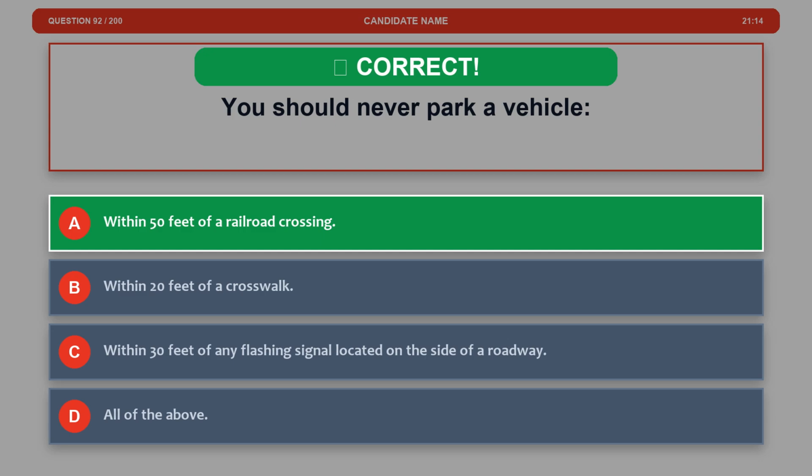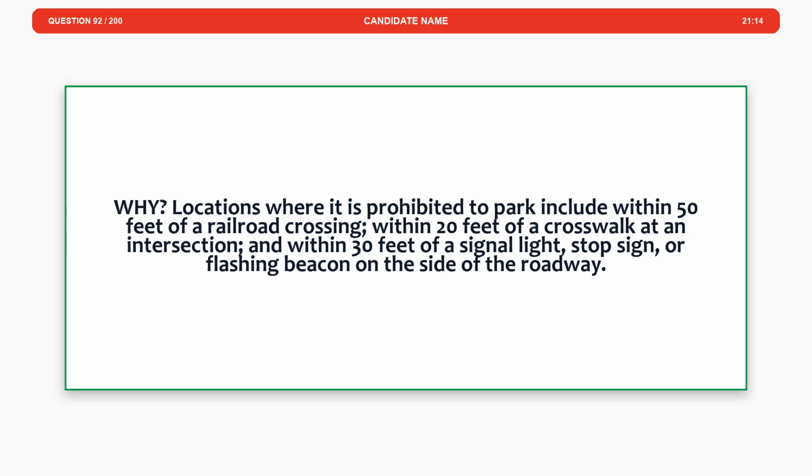The correct answer is option A, within 50 feet of a railroad crossing. Explanation. Locations where it is prohibited to park include within 50 feet of a railroad crossing, within 20 feet of a crosswalk at an intersection, and within 30 feet of a signal light, stop sign, or flashing beacon on the side of the roadway.